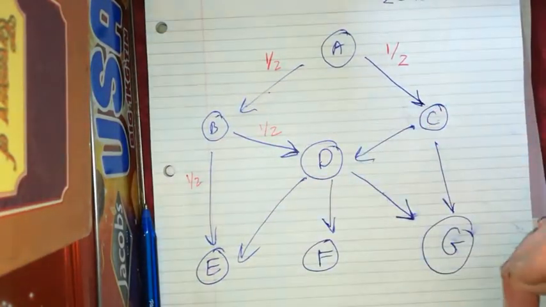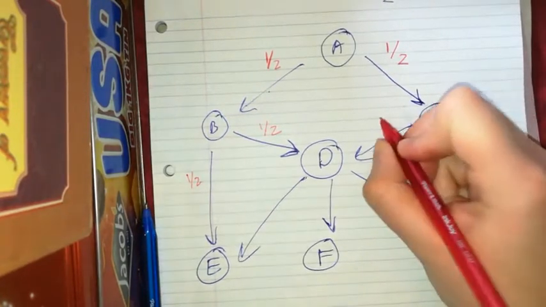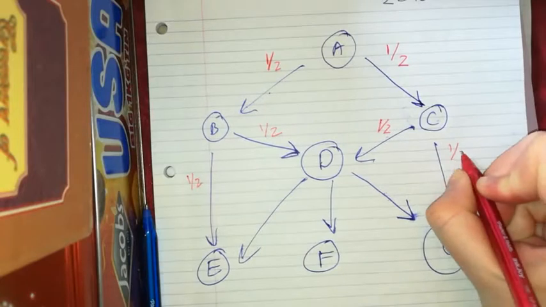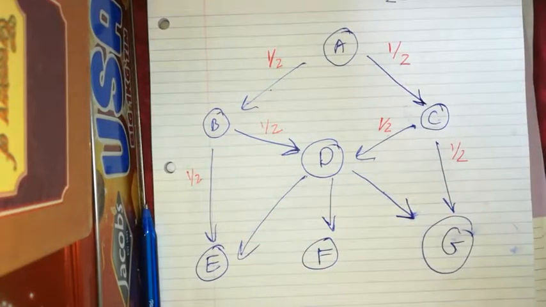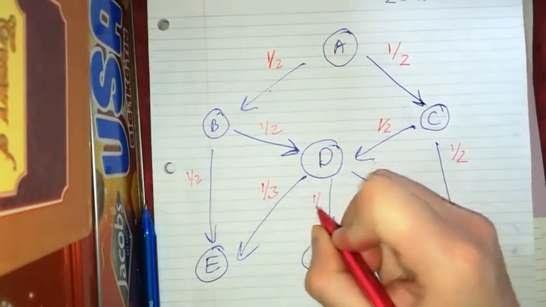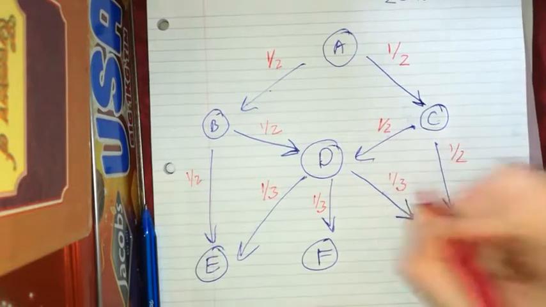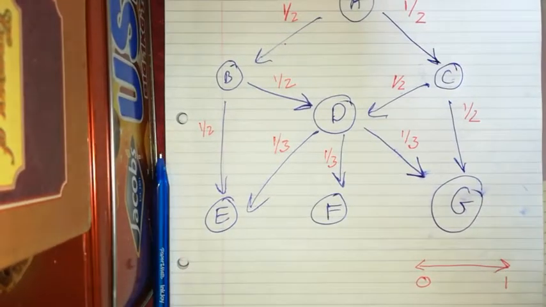When he's at C, the probability that he takes this route or this route is equally likely, so they'll both be a half. But when he's at D, there are 3 available routes, and the probability that he takes each route is equally likely, so the probability of each will have to be a third. And we're going with probability on a scale from 0 to 1.